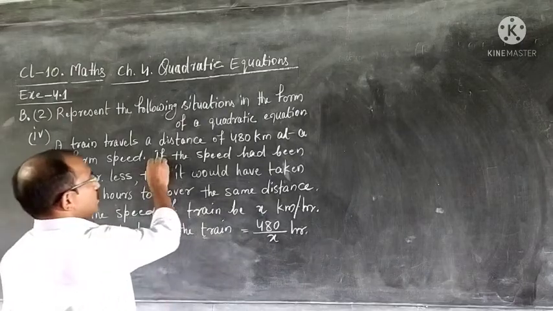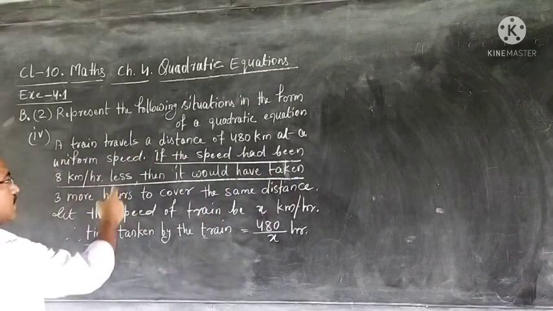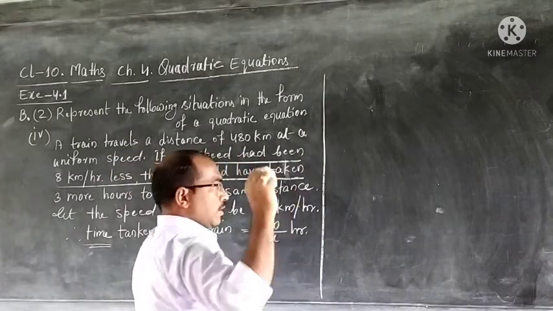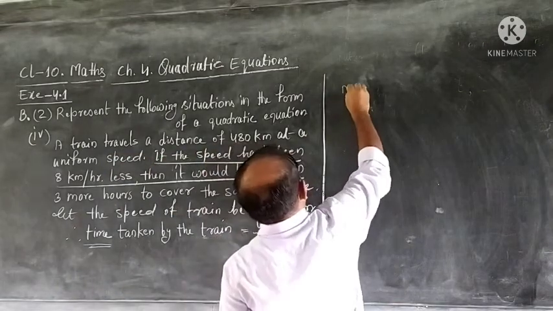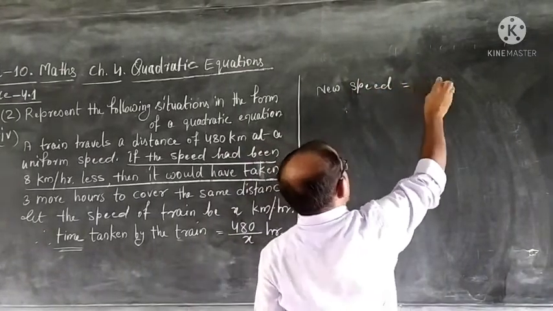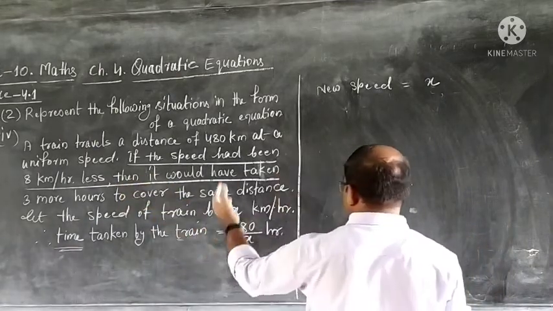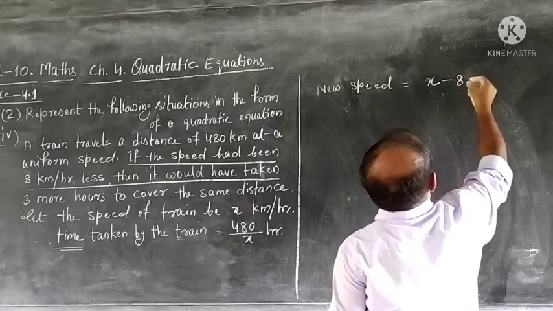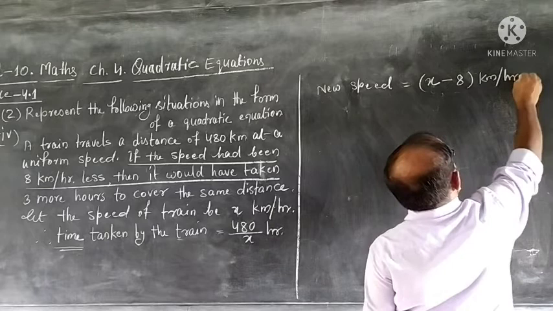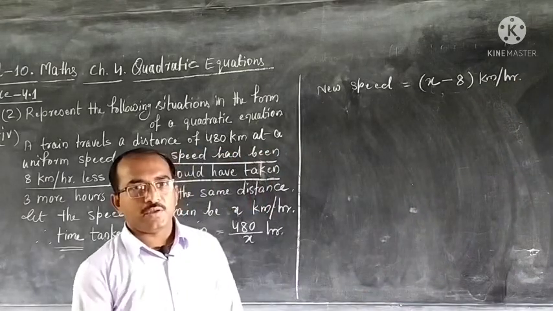But the condition is changing. What happens if the speed would have been 8 kilometers per hour less? So, now the speed is decreasing. So, what is the new speed? The new speed is 8 kilometers per hour less. The actual speed is x, but now the driver is driving slowly, so the speed is x minus 8 kilometers per hour, but the journey remains the same, 480 kilometers.